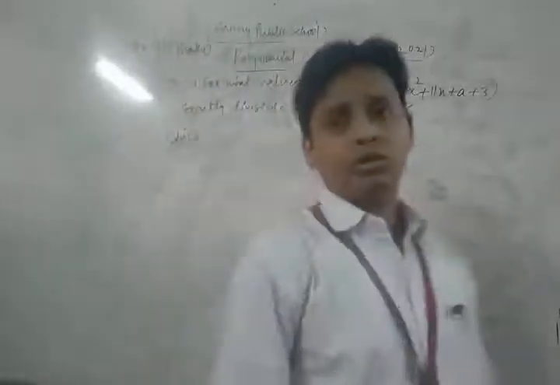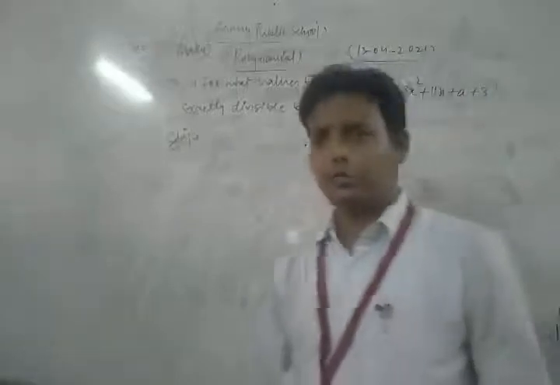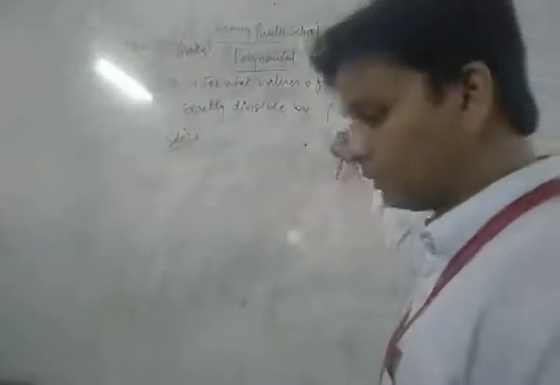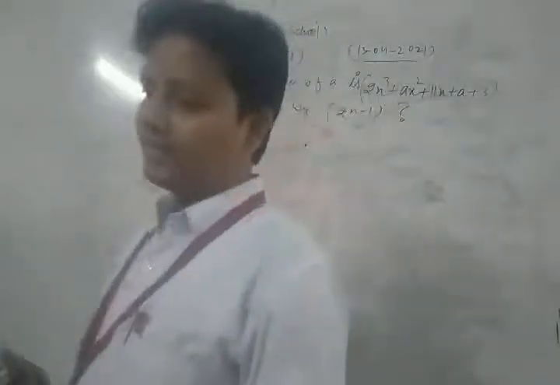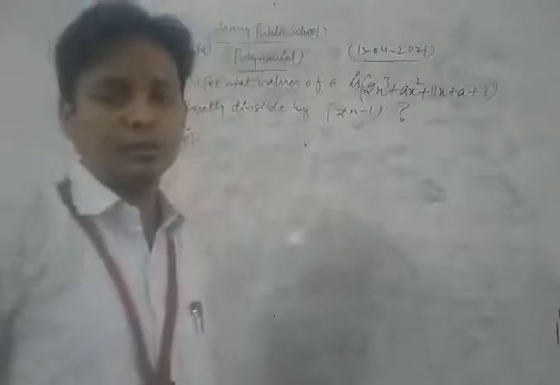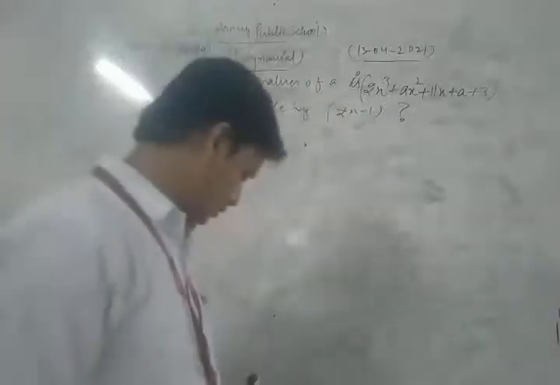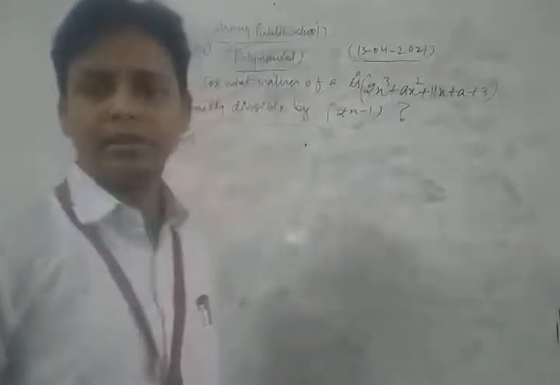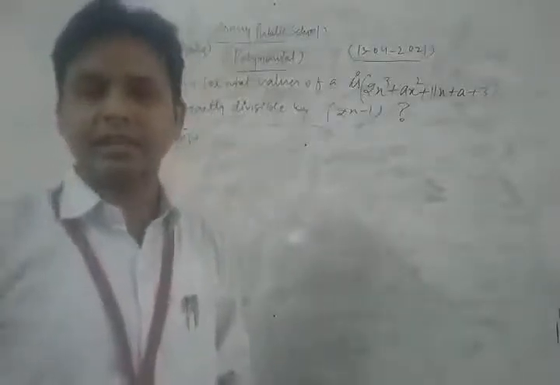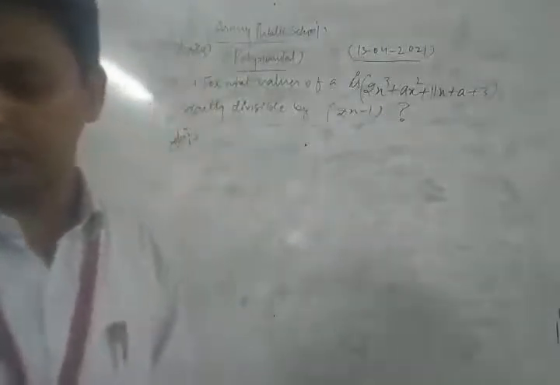Now let's see its solution. Okay. So your question is what? Let's see once more. Here your question is for what value of a is this exactly divisible by 2x minus 1. Exactly divisible by 2x minus 1 means that 2x minus 1 is a factor of the given polynomial. That is we can say that this is exactly divisible by this.